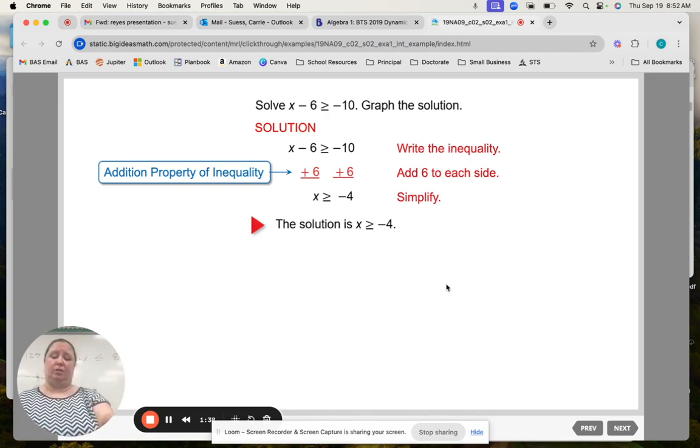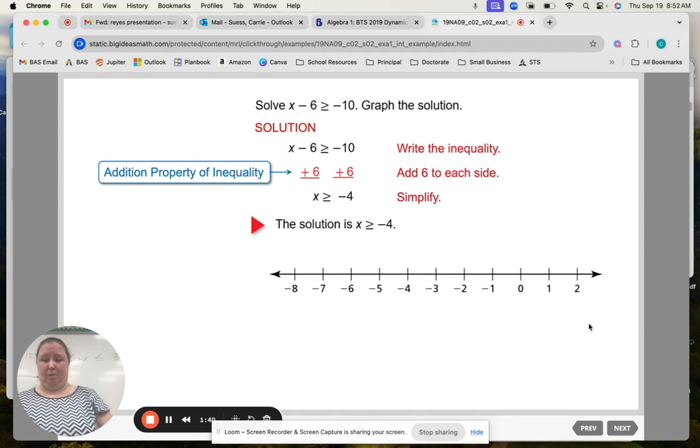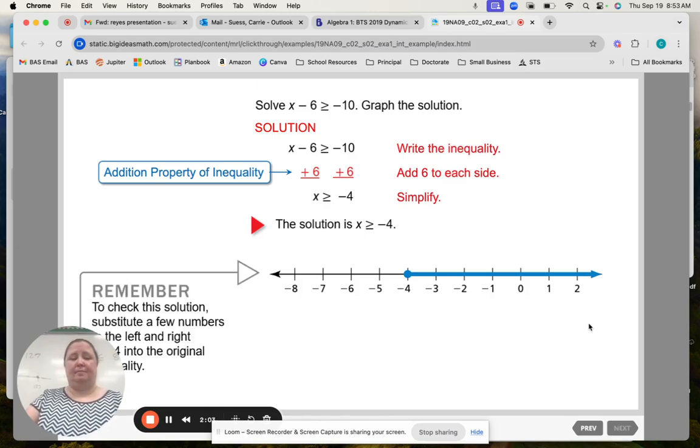So now we're going to graph it. You're going to draw your number line. Where am I putting my dot? At negative 4. Open or closed dot? Closed, because it's equal to. So closed dot at negative 4. Which way am I shading, left or right? To the right, because x is greater than or equal to negative 4. Ta-da! Any questions? Excellent. Everybody got that?